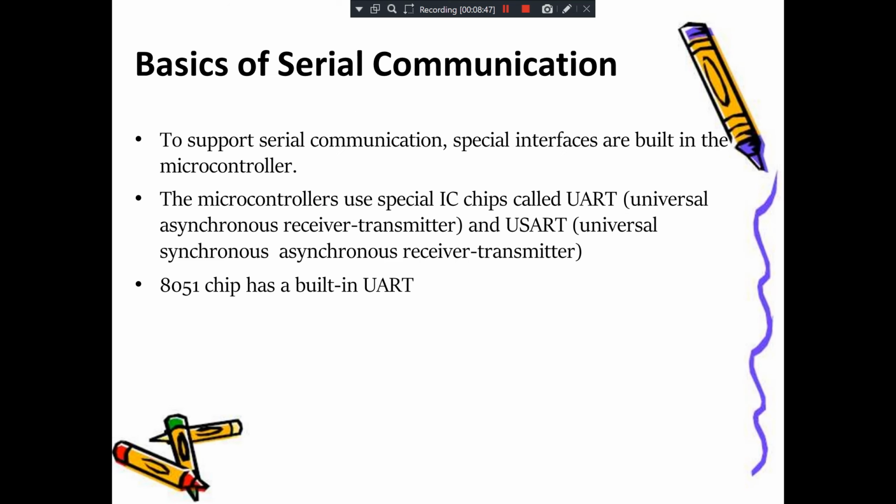Next, to support serial communication, special interfaces are built into the microcontroller. The microcontroller uses a special IC chip called the UART, Universal Asynchronous Receiver Transmitter, and the USART. The 8051 chip has a built-in UART. That means for the 8051 to support serial communication, it should have a built-in chip; the USART and UART are essential.